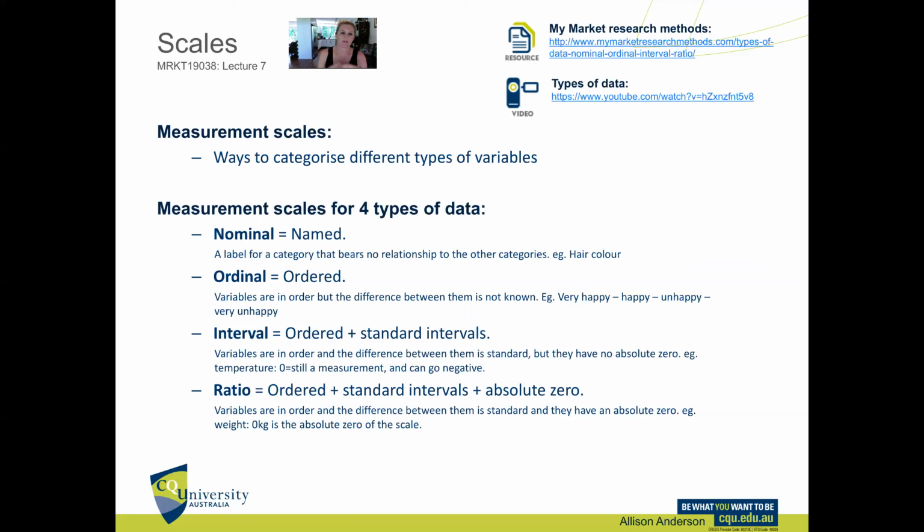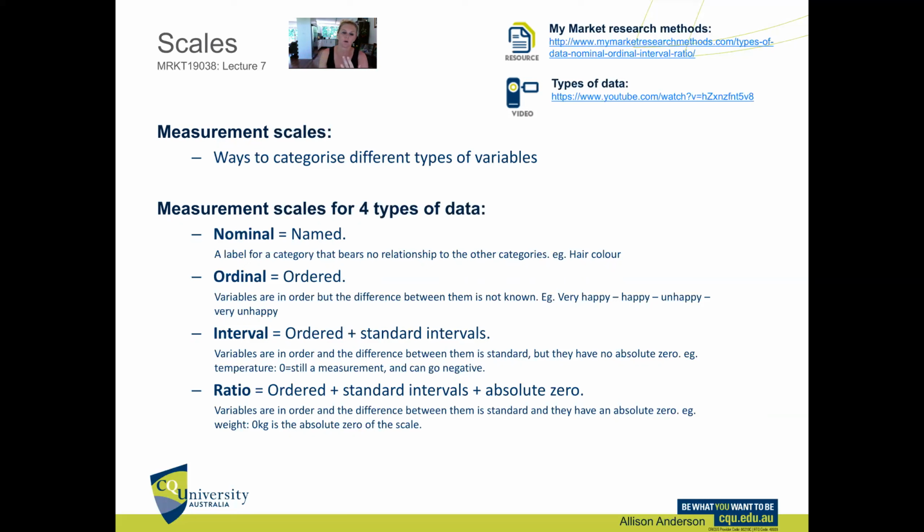Okay, so measurement scales are ways to categorise different types of variables. There are four main types of data when you're thinking about measuring things. I'll discuss these each in a separate slide, but essentially this is a summary slide for you: nominal, ordinal, interval, and ratio.